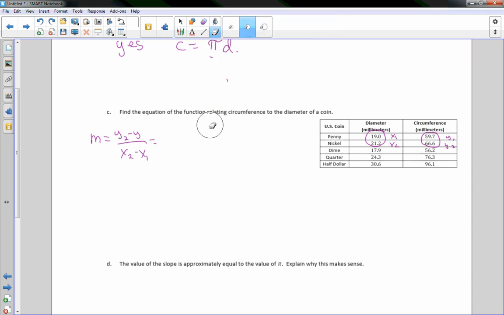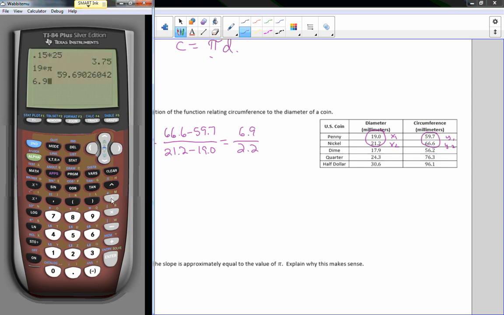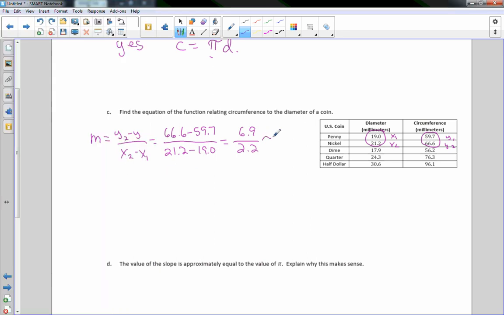So y2 minus y1 is 66.6 minus 59.7 over x2 minus x1, 21.2 minus 19.0. Well, 59.7 is 0.3 to 60, so there's 6.9, if I did my calculation correctly. And 21.2 minus 19 is 2.2. So if I get my calculator, 6.9 divided by 2.2 equals 3.14 when that rounds. Okay? And that's an approximation. 3.136, 3.14.